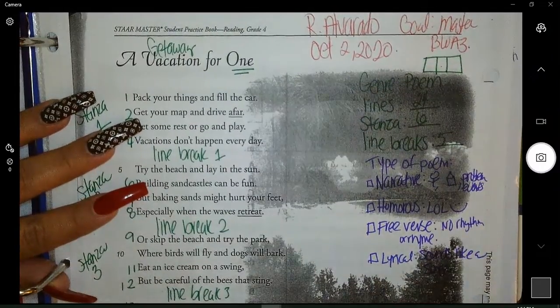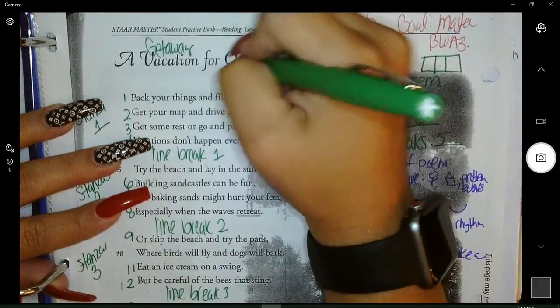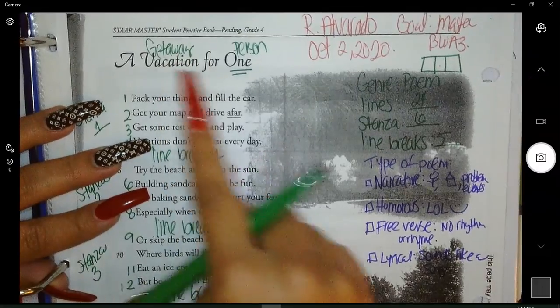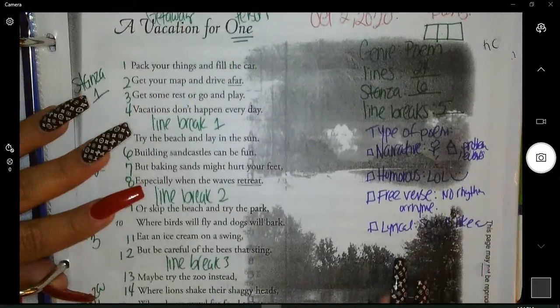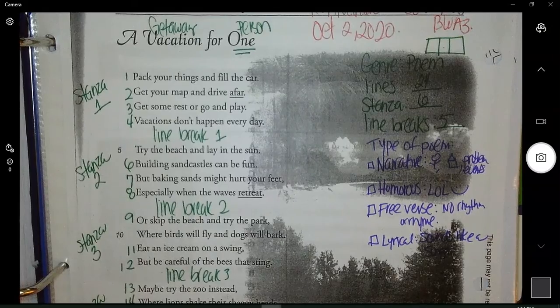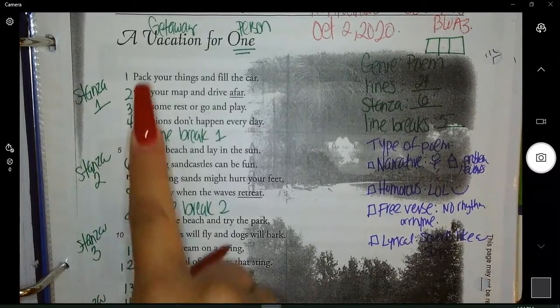Maybe they want to get away. So just one person. So I'm going to write here. I know that this is talking about a getaway or a vacation for one person. Remember, anything that I write, you write. And now we can start reading.